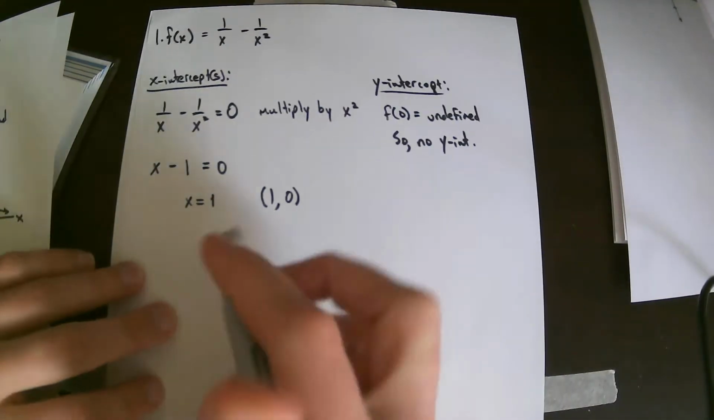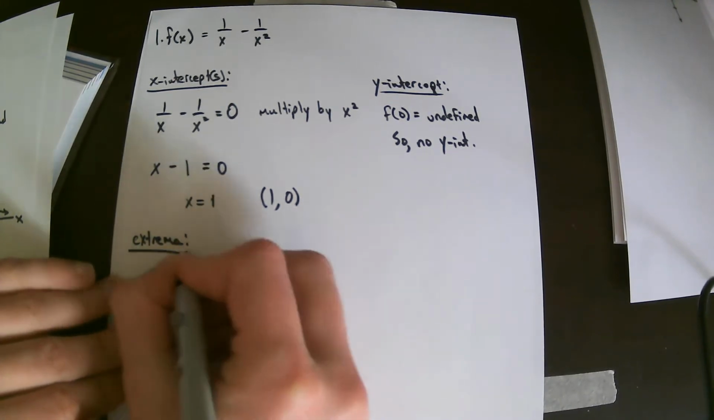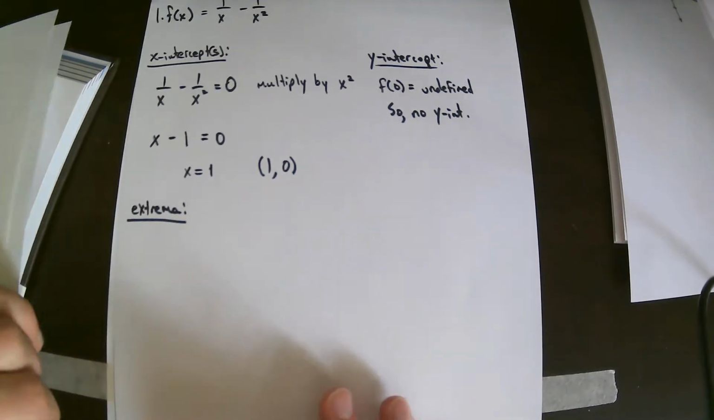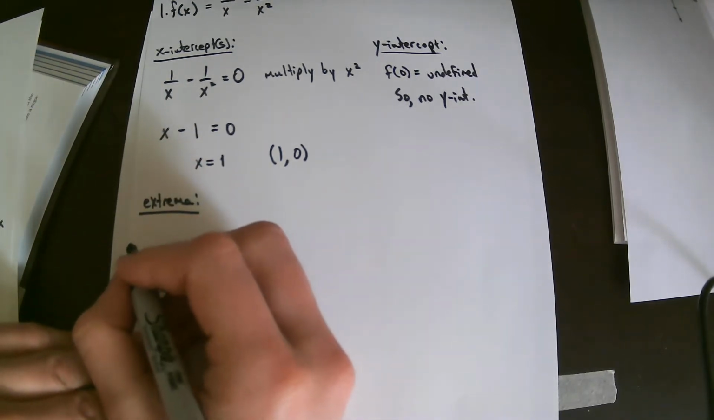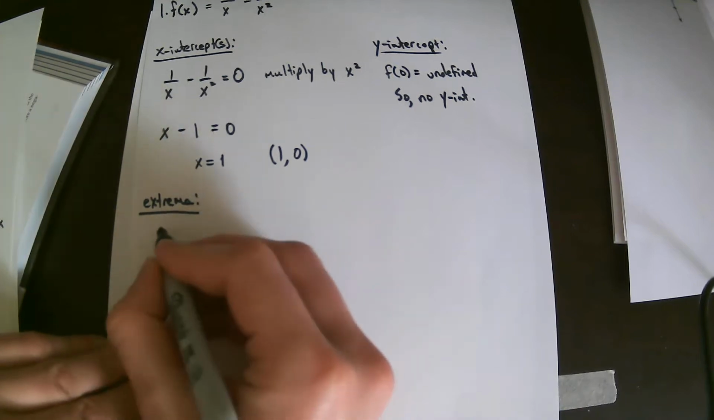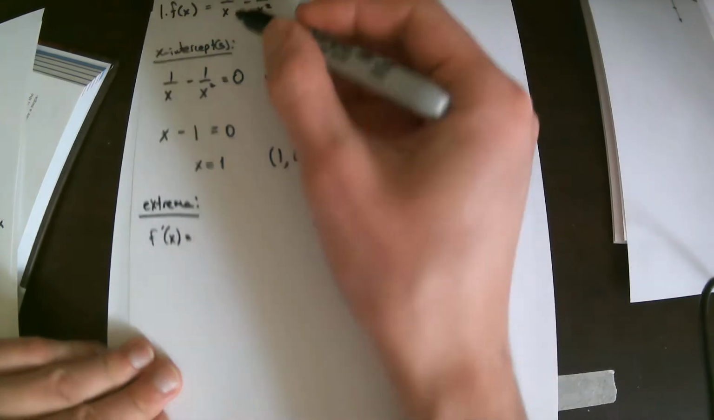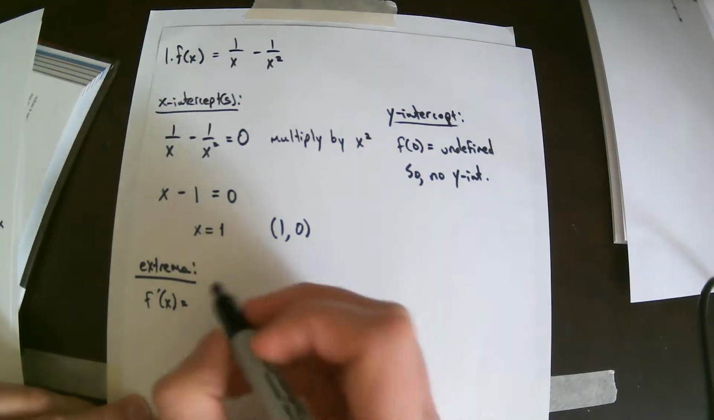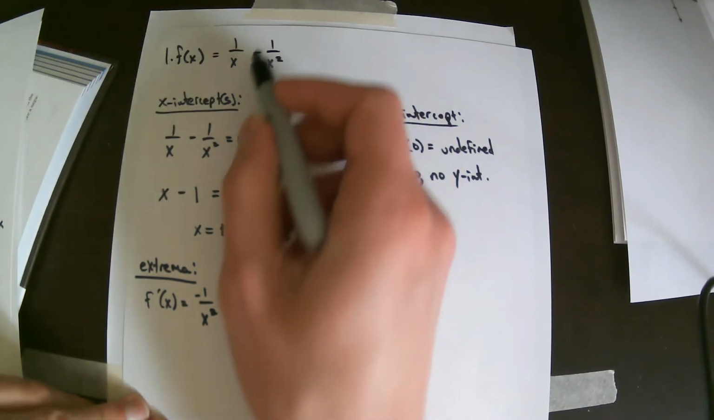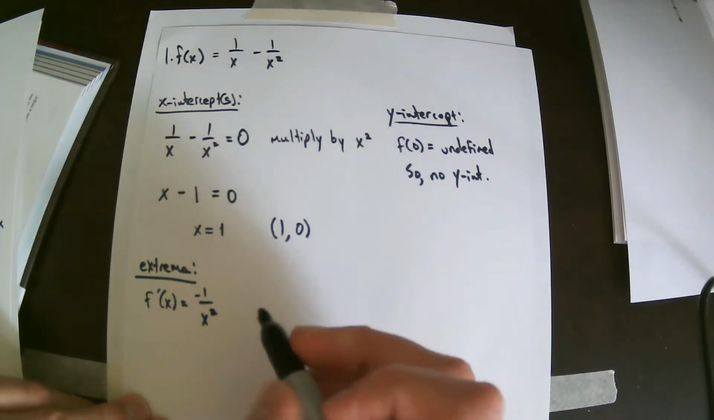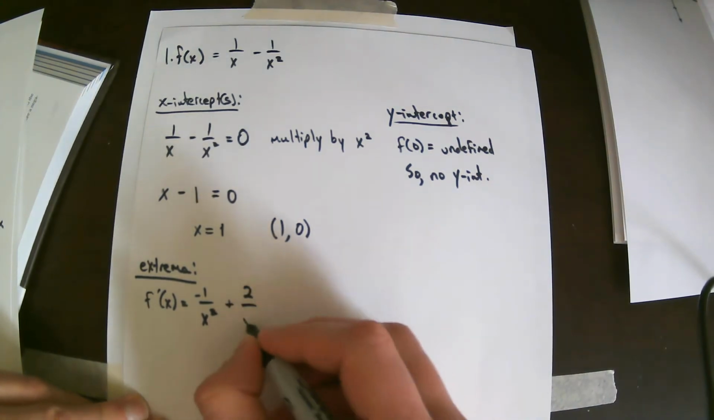Let's find the extrema, meaning max and min, maximum and minimum values. Okay. That means we're going to need the first derivative. Okay. First derivative of 1 over x is going to be negative 1 over x squared, and then the derivative of negative 1 over x squared is going to be positive 2 over x cubed.